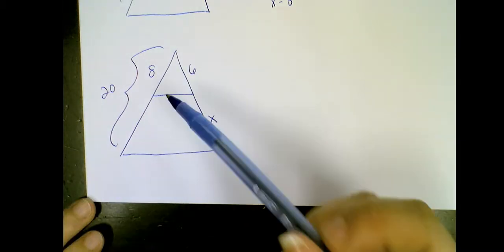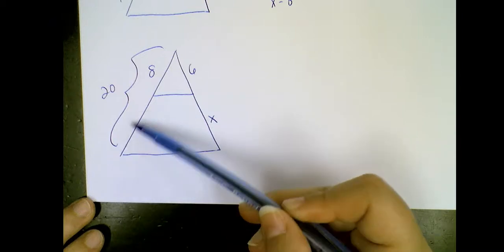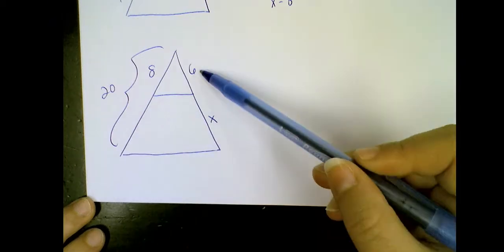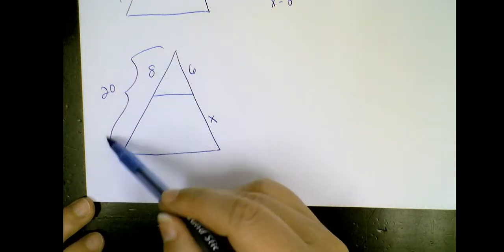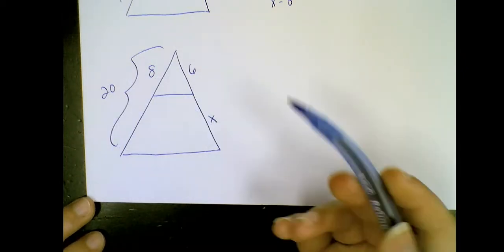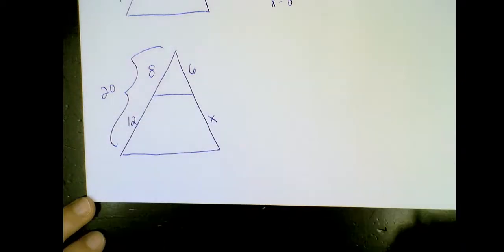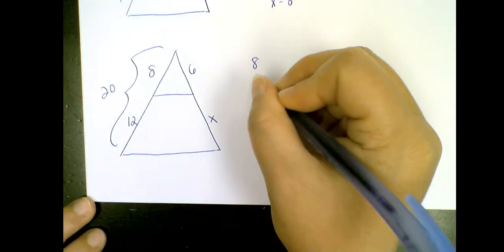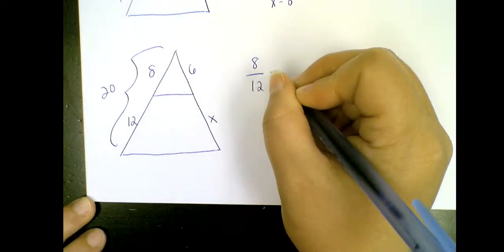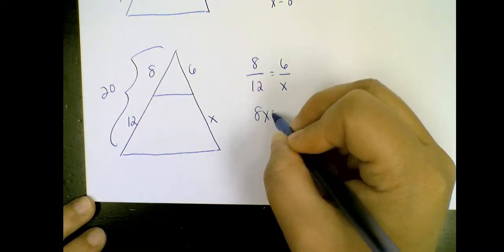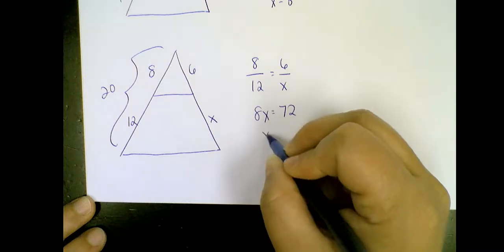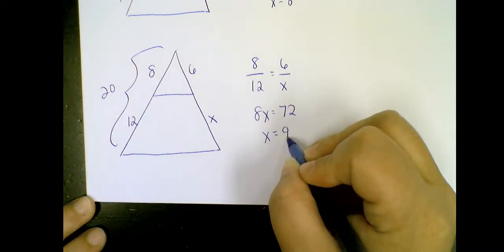For this one, we need to find out what this smaller piece is here, or we can set up a harder algebra problem. I like to do the easier way. So if I know this whole side is 20, I can subtract the 8 to figure out that this piece would be 12. And then I can set up my proportion from there. 8 over 12 equals 6 over x. And I can cross multiply. 8x would equal 72. And 72 divided by 8 is 9.